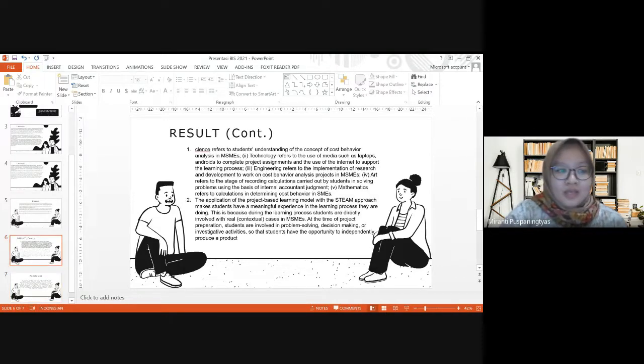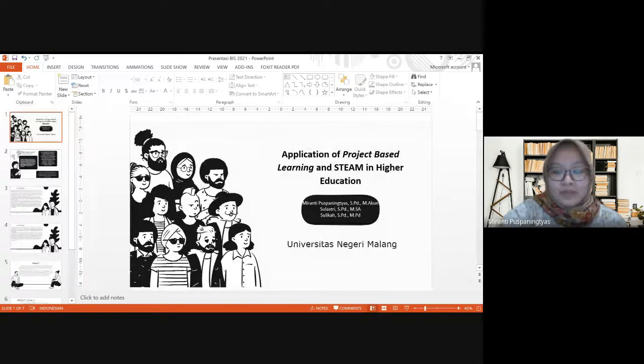Today, I would like to present to you my article about the application of project-based learning and STEAM in higher education. My name is Miranti Puspaningtyas, and my friends in this team are Mrs. Sulastri and Mrs. Sulika. We are from Universitas Negeri Malang.